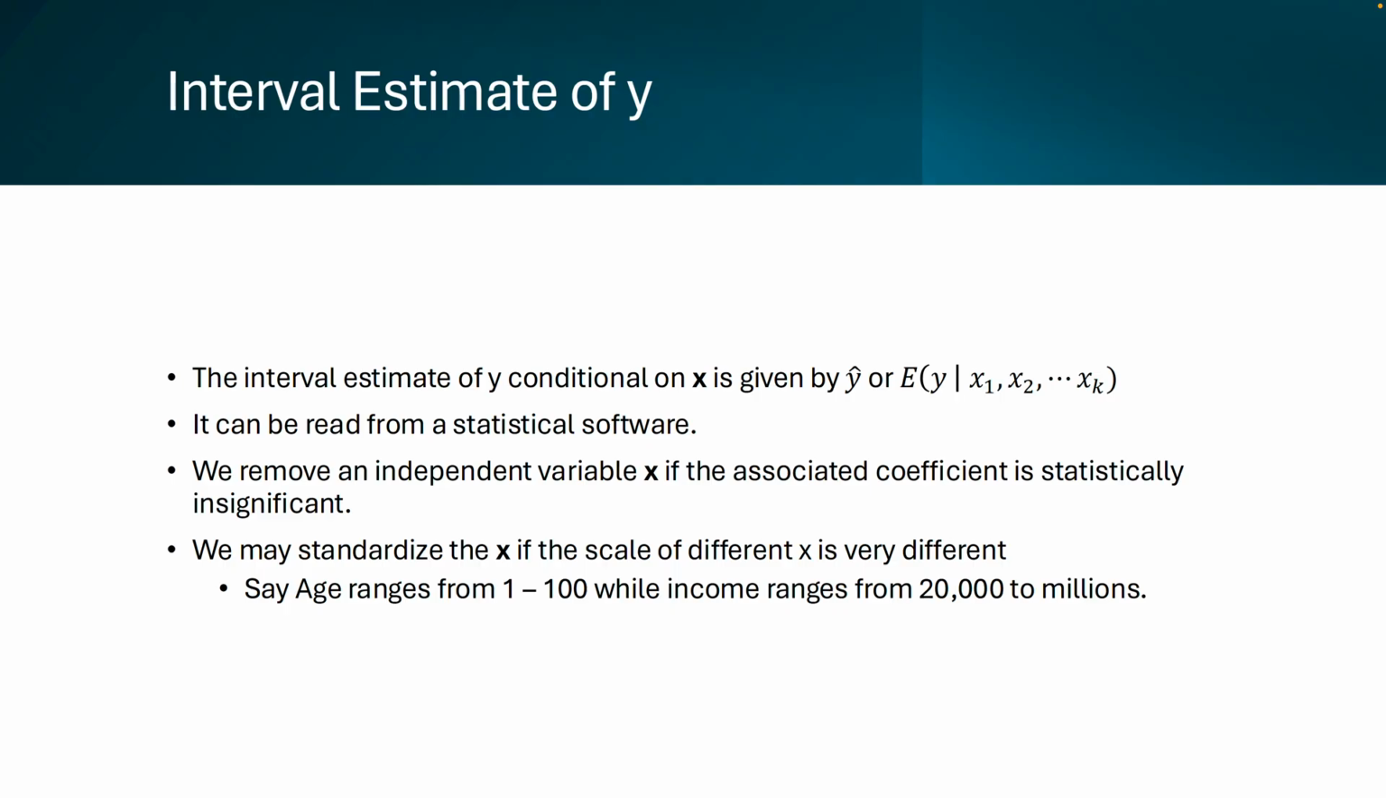We may also have to standardize the independent variables if the scales of measurement of different x are very different. For example, let's say the values of age may range from 1 to 100, but income can range from $20,000 to a couple of $1 million. Now, when we build the model, the values of income are so high compared to age that they may simply reduce the age dimension to spurious noise in the data. So to build the model, we bring both of them to the same scale.